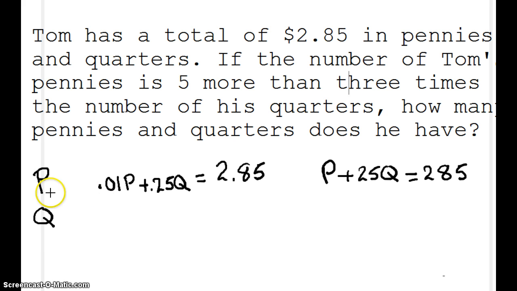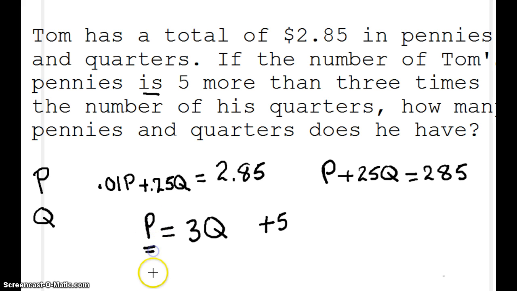Well, we already said that if I have two unknowns, I need two relationships. Let's see if there's another relationship in here. If the number of Tom's pennies is 5 more than 3 times the number of his quarters, so his pennies is equal to 5 more than 3 times the number of quarters. So if I have 3 times the number of quarters plus 5, that will tell me how many pennies. And once again, I now have a variable equals a relationship.